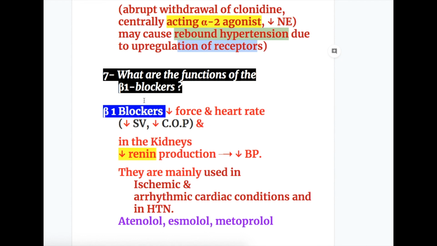Number 7, what are the functions of the beta-1 blockers? Beta-1 blockers are going to decrease force and heart rate. They're going to decrease stroke volume and decrease cardiac output. And in the kidneys, decrease renin production, which will lead to decreased blood pressure. They are mainly used in ischemic and arrhythmic cardiac conditions, as well as hypertension. Examples of beta-1 blockers are atenolol, esmolol, metoprolol.